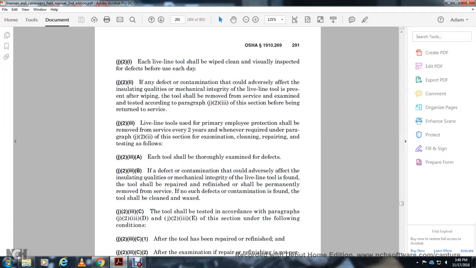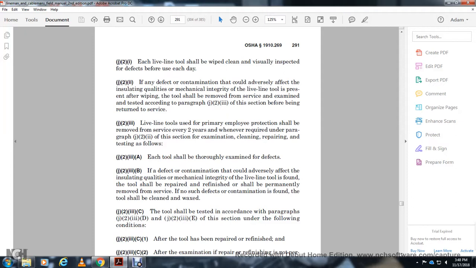Live line tools used for primary employee protection shall be removed from service every 2 years, and whenever required under the paragraphs of this section, for examination, cleaning, repairing, and testing. Each tool shall be thoroughly examined for defects. If a defect or contamination that could adversely affect the insulating quality or mechanical integrity of the live line tool is found, the tool shall be repaired and refinished, or permanently removed from service. If no defect or contamination is found, the tool shall be cleaned and waxed.